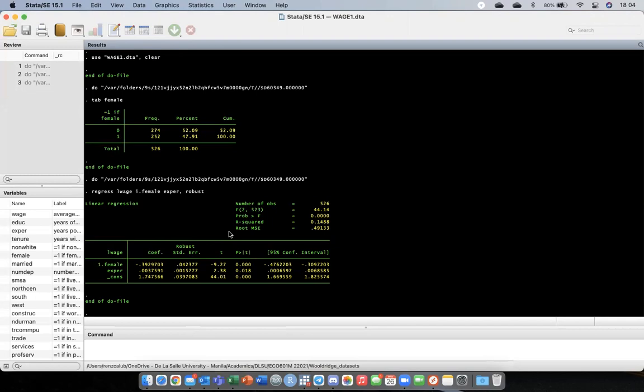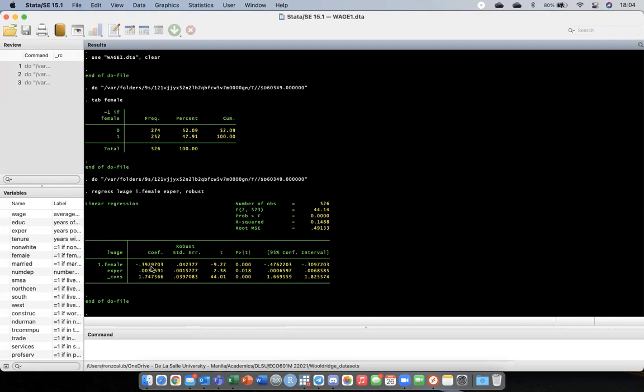So if the variable of interest here is female, this means that after controlling for experience, and given its statistical significance, there's evidence to say that females earn significantly lower wages on average than males. So notice the negative sign, right? So what does this imply exactly?